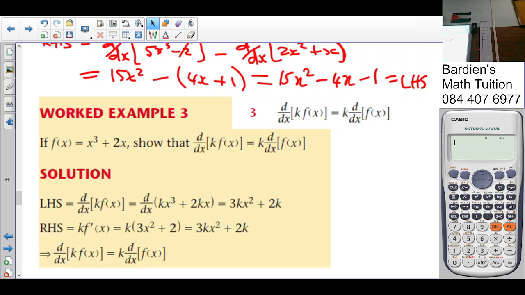So here, if the function is x cubed plus 2x, you must show that the left hand side is equal to the right hand side. So here we put the k in front. We first multiply the k in, and then we apply the derivative, which is 3kx squared plus 2k. In the other case, we first apply the derivative, and then we multiply by the constant k. And what do you see? The same answer. You guys understand? Because of that, that rule stands.